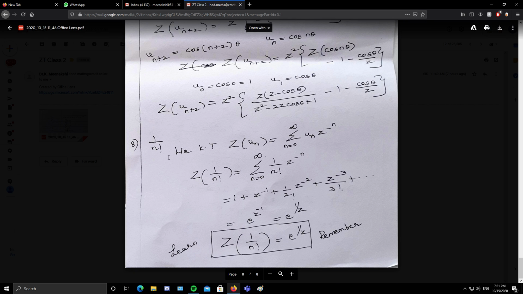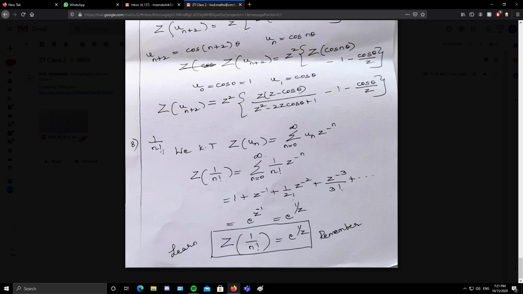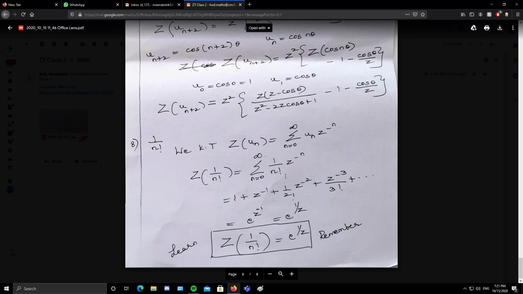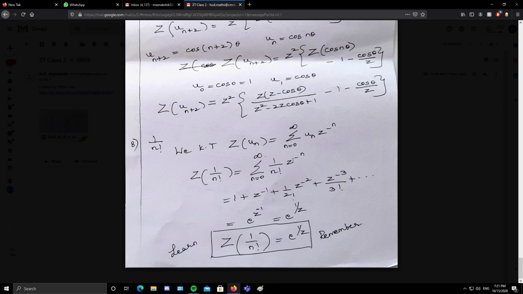Now next one, we have 1 by n factorial. It is not a standard function, so start with the definition. What is the standard definition? Z of un is summation un z bar minus n. So what is un here? 1 by n factorial. So expand the summation. If n is 0, 1 by 0 factorial, z bar minus 0, is 1. If n is 1, z bar minus 1. If n is 2, z bar minus 2 by 2 factorial. If n is 3, z bar minus 3 by 3 factorial, plus etc.